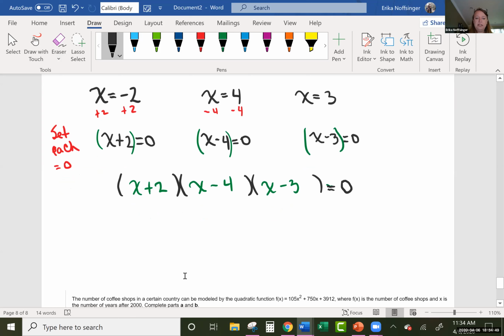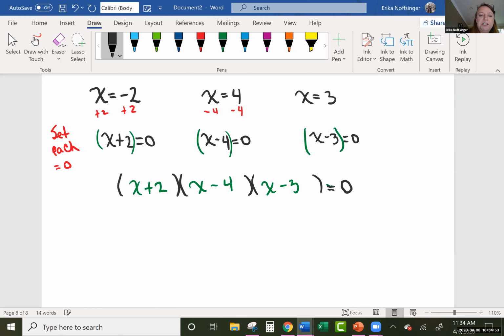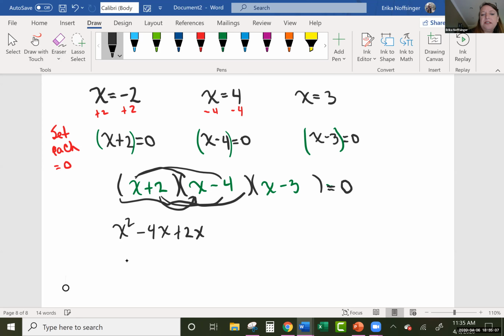Okay, so let me just multiply that out. X plus 2 times x minus 4. So let's just multiply 2 of them out first, and then we'll bring down the x minus 3 and then distribute. So x times x, this gives us x squared. X times -4 is minus 4x. 2 times x, so plus 2x. And 2 times -4 gives us -8.